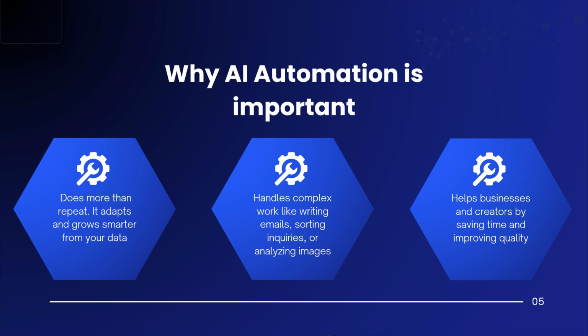Another thing that AI automation does for you is that it helps businesses and creators save time and improve quality. I cannot overemphasize this. If you are looking to be more productive and efficient with your time, if you're looking to improve the quality of your work, you cannot avoid using AI or some kind of AI automated process to get your job done. So these are just a few out of the so many reasons why AI automation is important today.